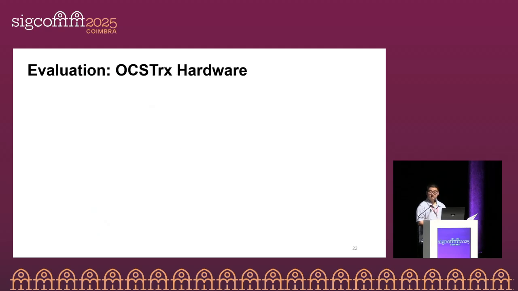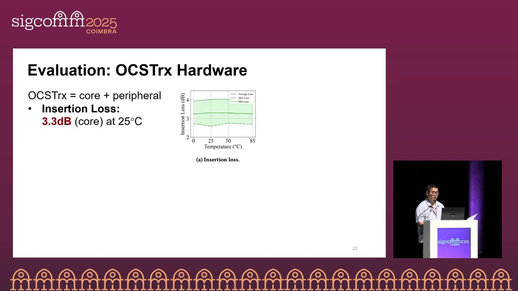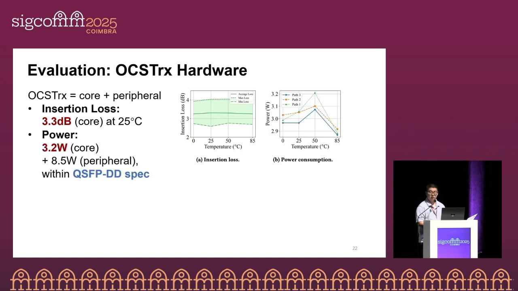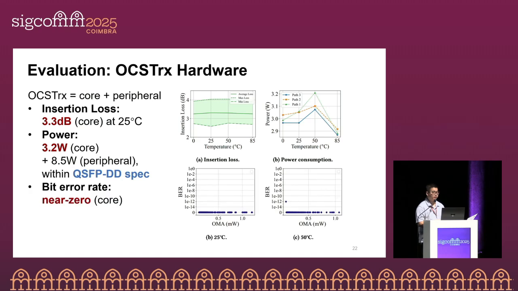Firstly, the OCS transceiver hardware evaluation. We separate the OCS transceiver into 2 parts: the core module, which provides OCS functionality, and the peripheral circuit. Measurements show that the insertion loss of the core module is 3.3 dB at room temperature. Moreover, the power consumption of the core module is 3.2 watts. Together with the 8.5 watts peripheral circuit, the total power consumption stays within the QSFP-DD 800 Gbps specification. Finally, the bit error rate is close to 0, showing its reliability.